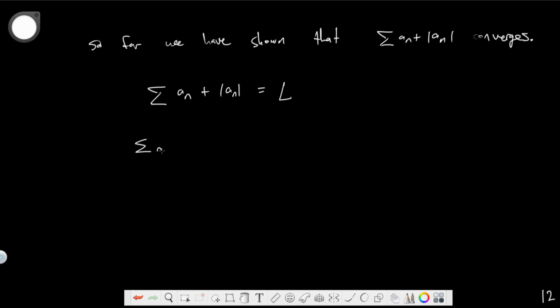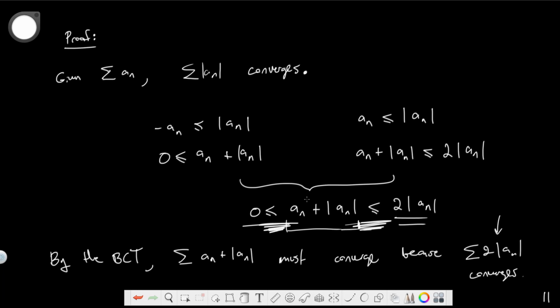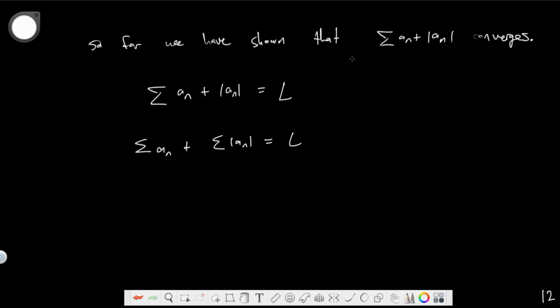I can split this thing up: the sum of a sub n plus the sum of the absolute value of a sub n is equal to L. Our initial assumption says that this converges to something. Let's say it converges to M. If this converges to M, then the sum of a sub n plus M equals L, and then we have shown that a sub n converges to something. Q.E.D.